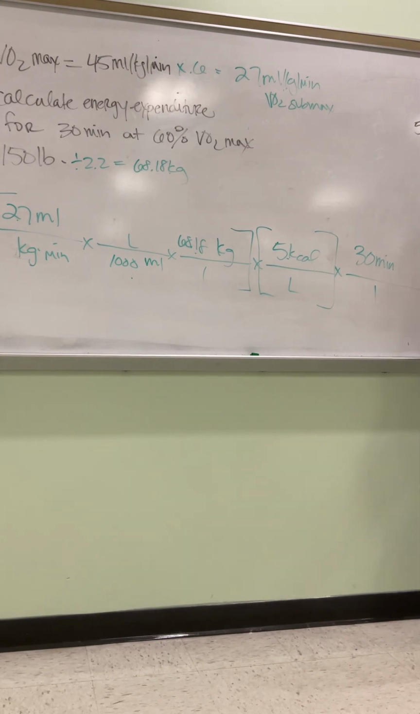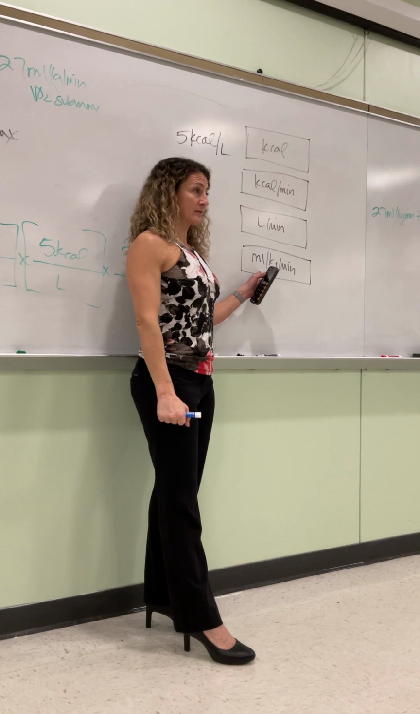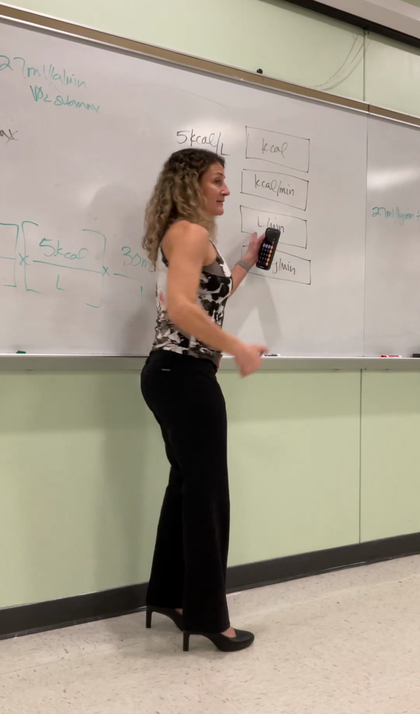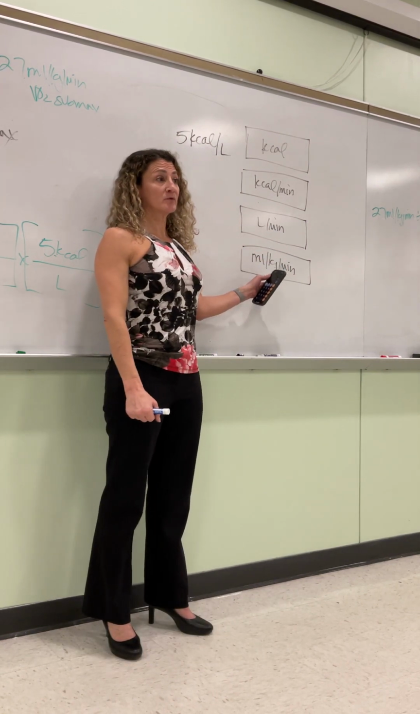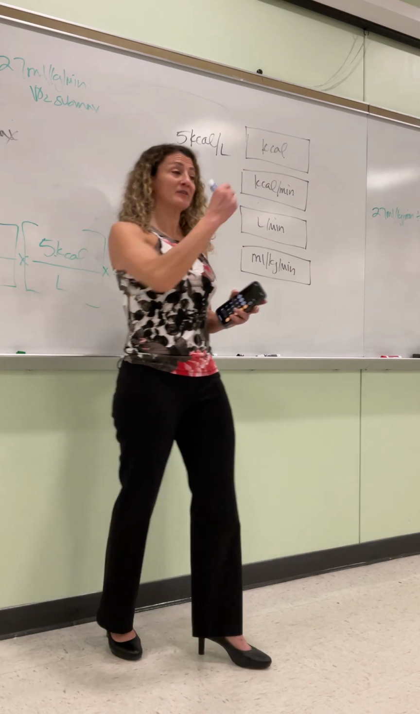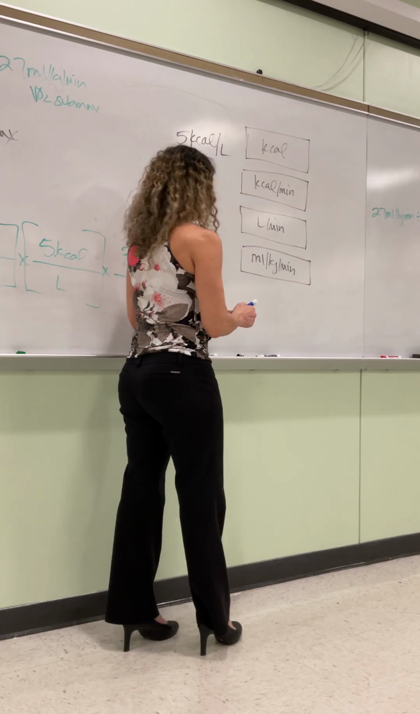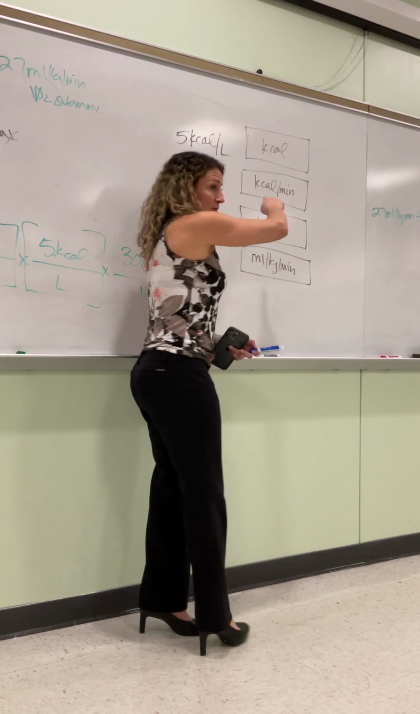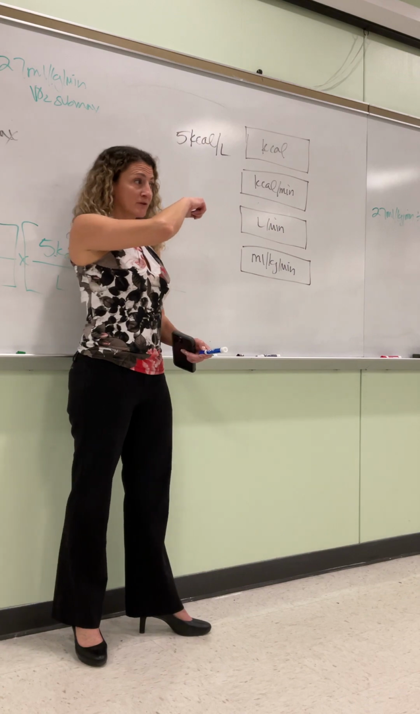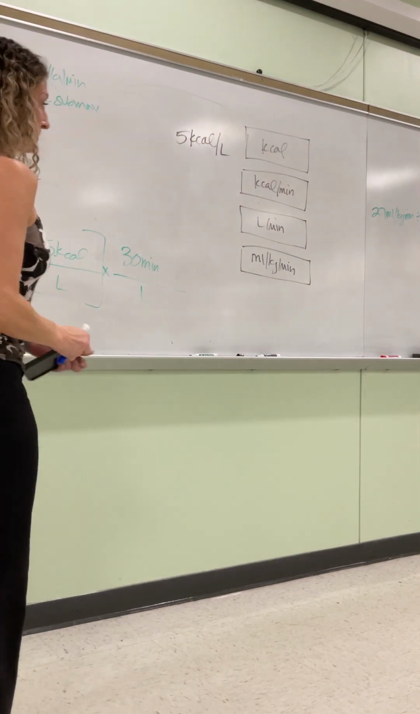So mLs per kg per minute, we called that relative oxygen consumption or relative VO2. Liters per minute is absolute oxygen consumption. Did you understand the difference between relative and absolute? Absolute being a total number, relative is per something. So if we're comparing people, it has to be in relative terms. Calories per minute would be relative energy expenditure, and calories would be absolute energy expenditure.